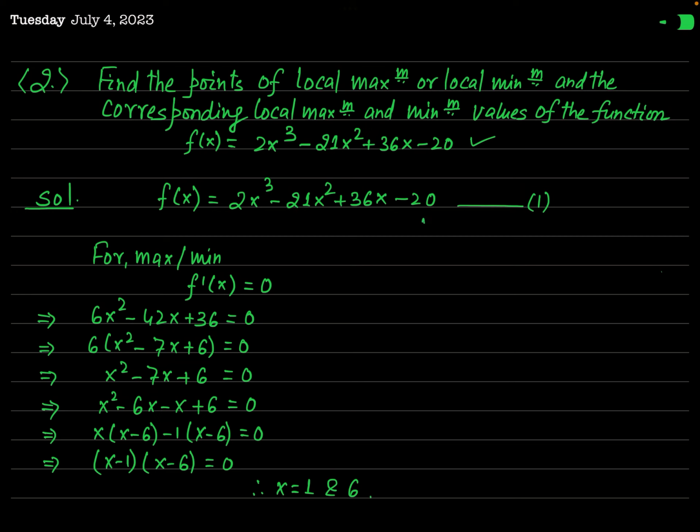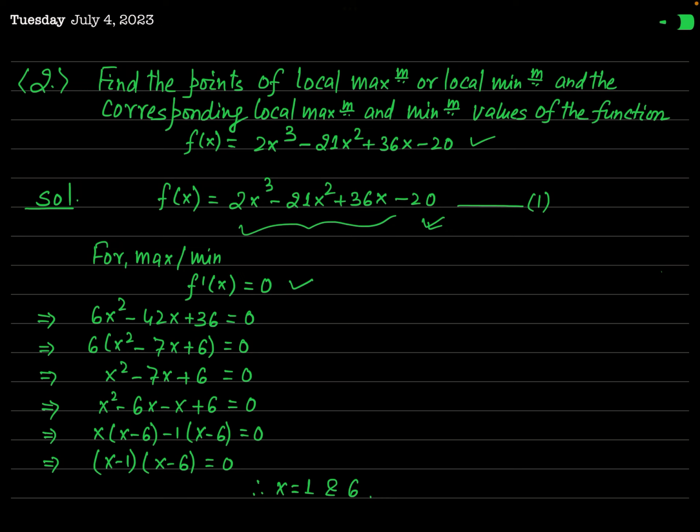You can see I have written here the given function, which is f of x equal to this much. Now you know when our function is either maximum or minimum, then its first order derivative will be 0. So as our function is either maximum or minimum, we can write f dash of x equal to 0. And this is your function. And when you will differentiate it, this will be 6x square minus 42x plus 36 equal to 0.